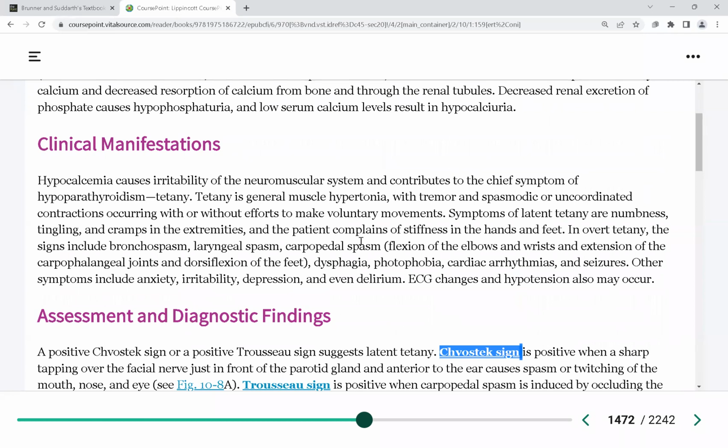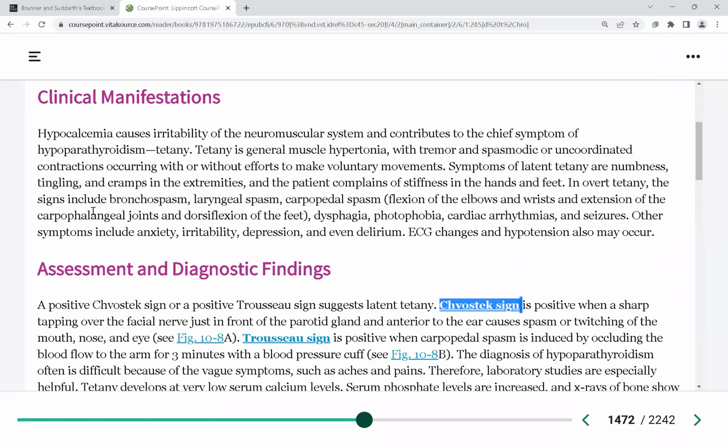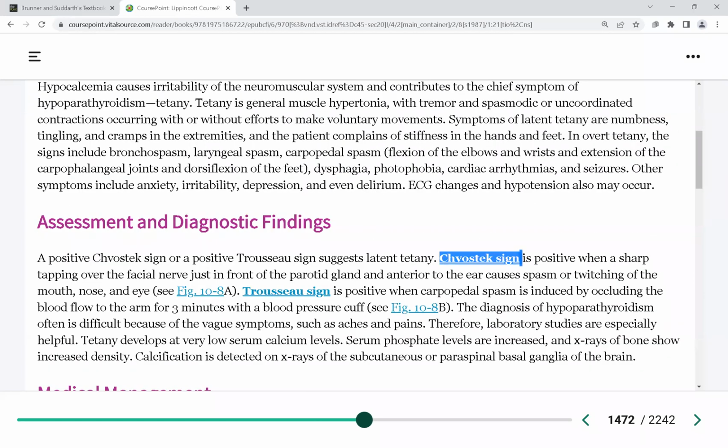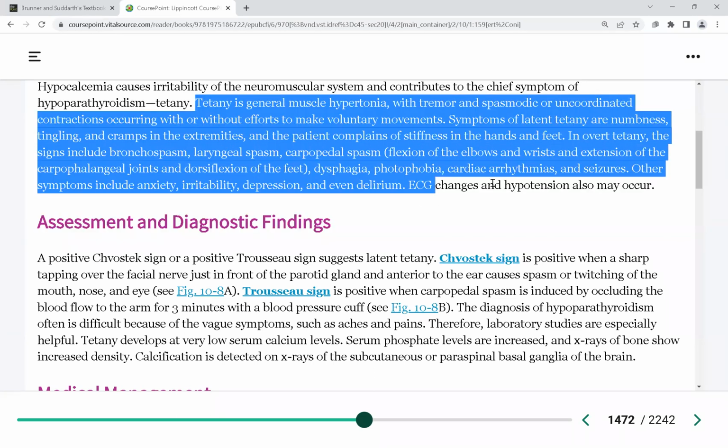Okay. Other manifestations are the following. So you have 2 paragraphs here. So here, don't do the ECG changes yet. We're not in module 8 yet, so you can do right up to there.